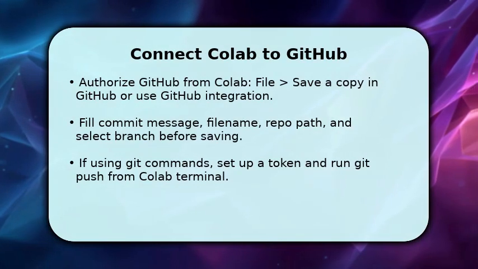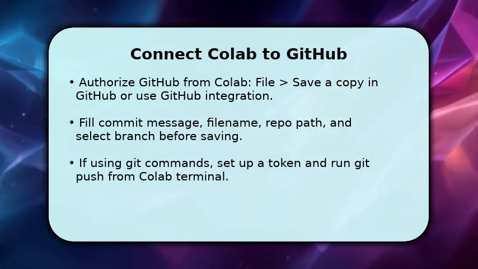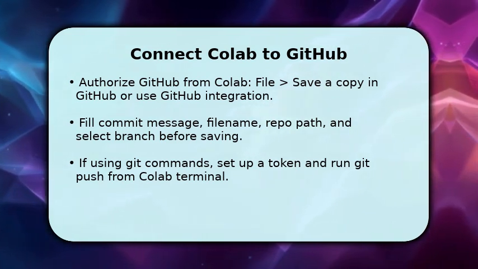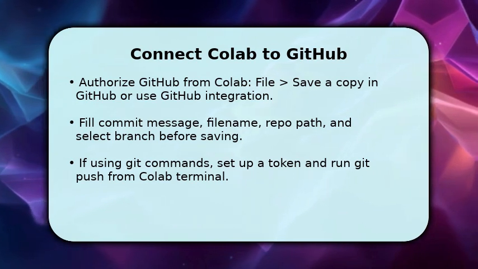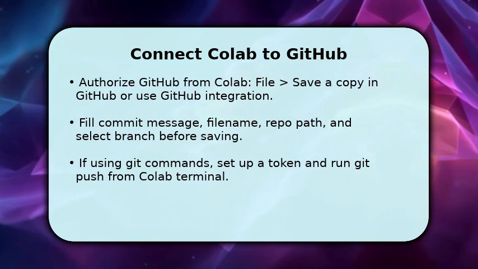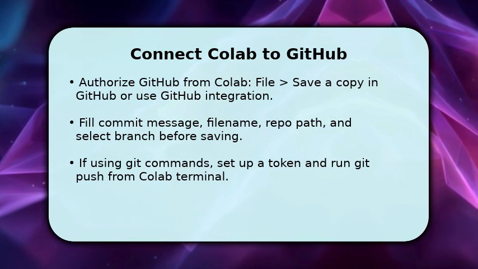Now connect Colab to GitHub. Choose File, Save a Copy in GitHub, or use the GitHub Save option in the top menu. When the dialog appears, authorize Colab to access your GitHub account so you can write to repos. This is required only once. Enter a clear commit message, the target file name, and confirm the repository path and branch, then save.